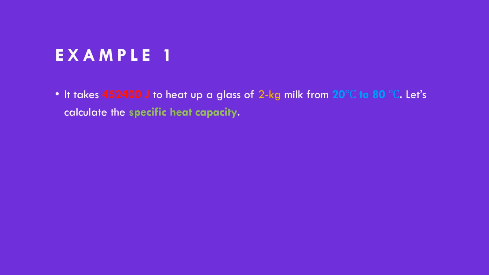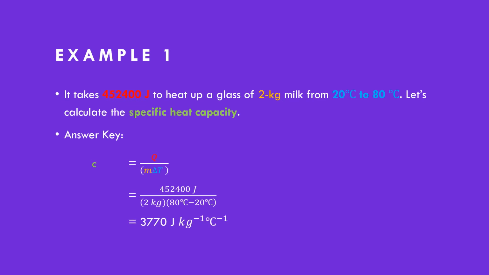Let's have a look at this example. In this example, you will understand how to give the unit of specific heat capacity, and also how to find out the specific heat capacity given the mass, energy, and the change in temperature. The answer is that we just directly substitute the numbers into the specific heat capacity formula, giving us 3,770 joule per kg per degree Celsius.